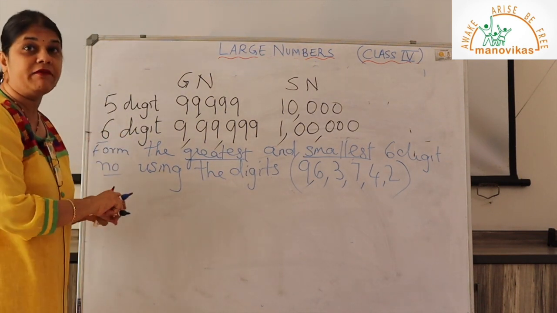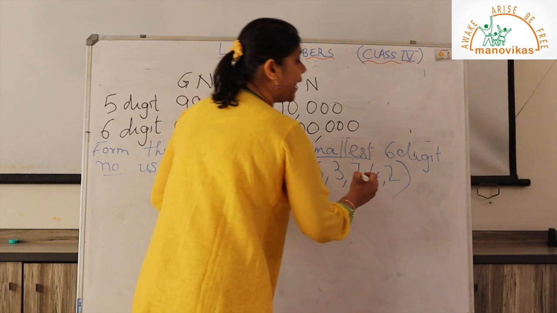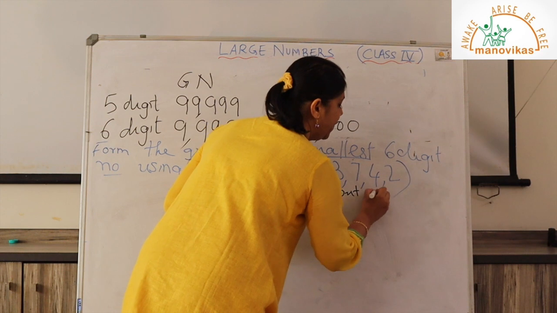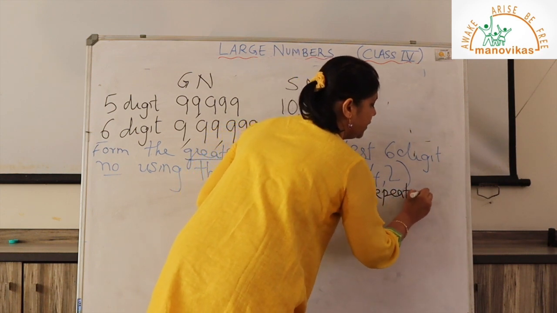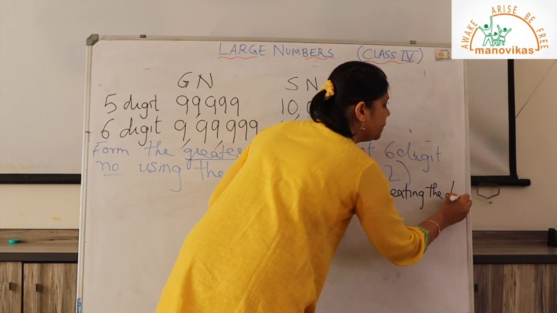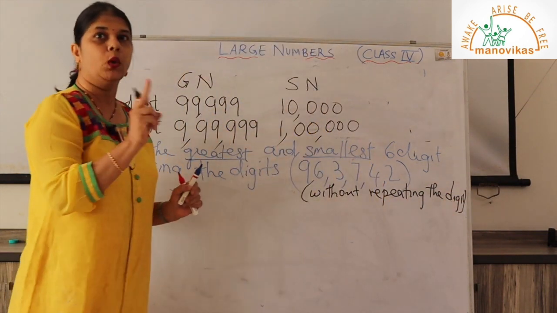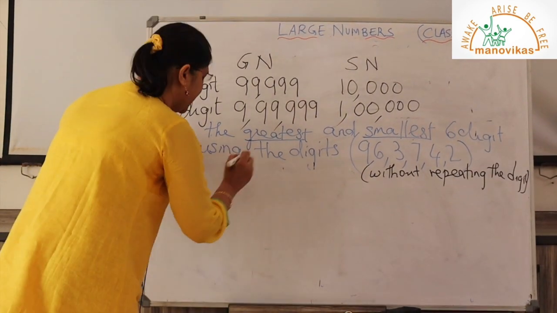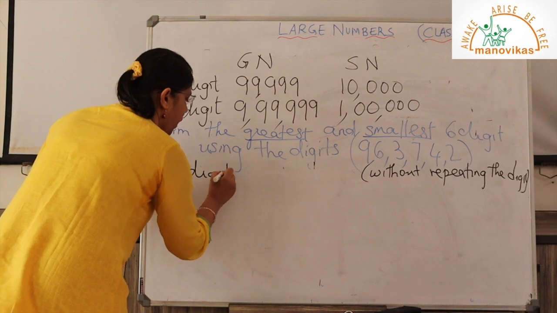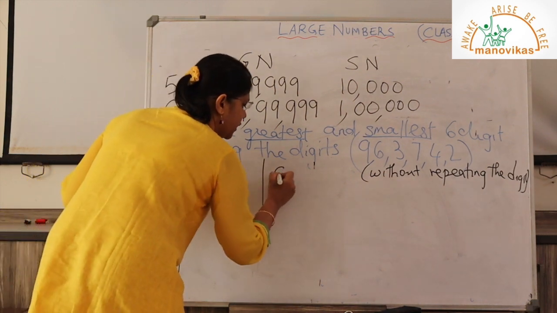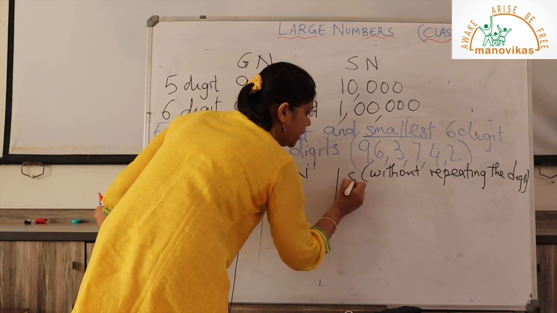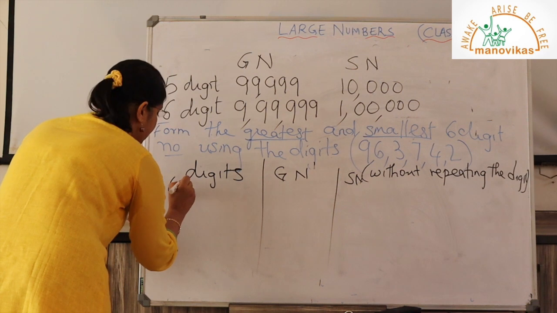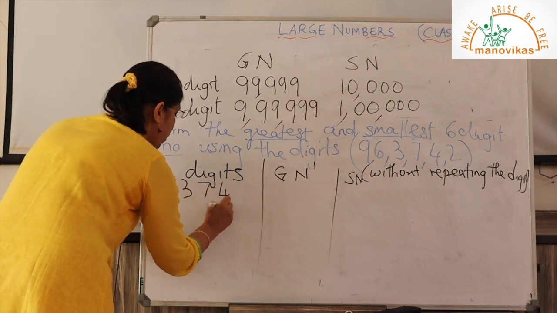But again, I am giving you one more condition here. You cannot repeat the digits, that is without repeating the digits. You cannot repeat the digit. You can use it only once. So how do we do this? First, I will make 3 columns. One for the digits given, one for the greatest number and one for the smallest number. Now, what digits do I have? 9, 6, 3, 7, 4, 2, right?